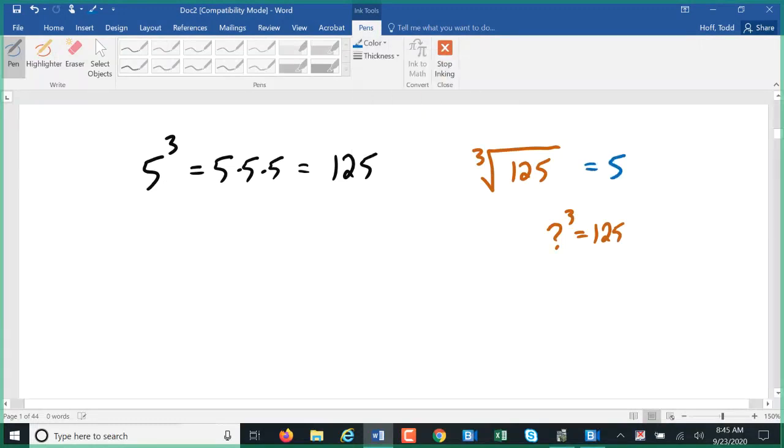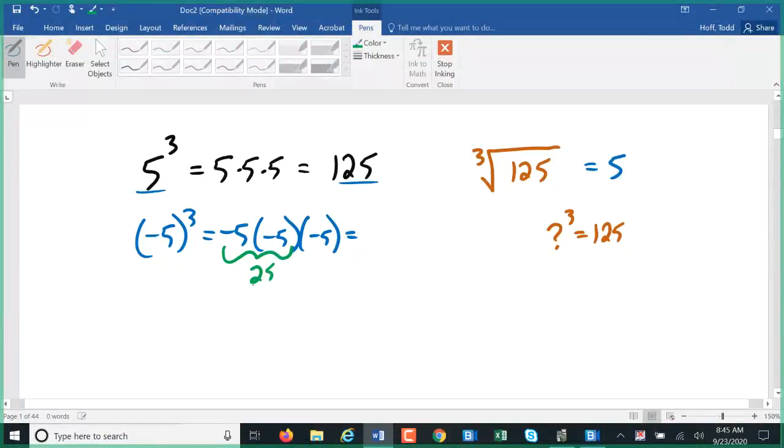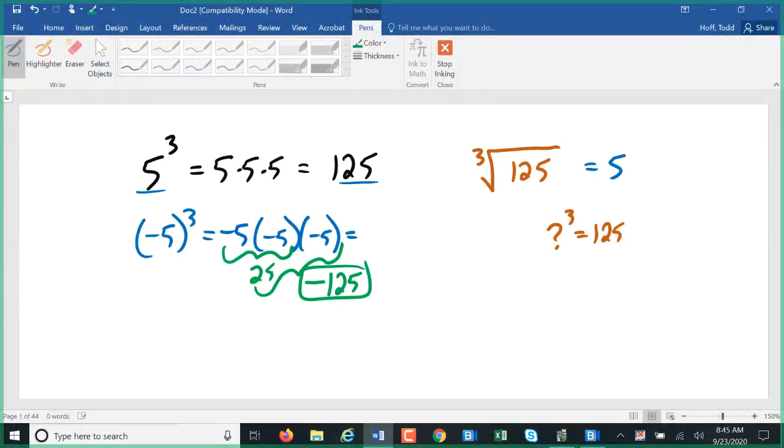We just saw that 5 to the power of 3 is 125. Is negative 5 to the power of 3 125? Well, no, it's not. That'd be negative 5 times negative 5 times negative 5. Negative 5 times negative 5 is a positive 25. But I multiply by another negative 5. Positive times a negative is a negative. I get a negative 125. So for the third root of 125, it is just 5, because negative 5 to the third power is not a positive 125. It's negative.